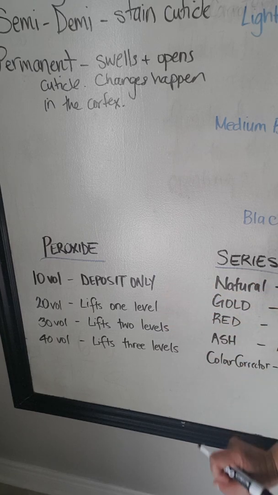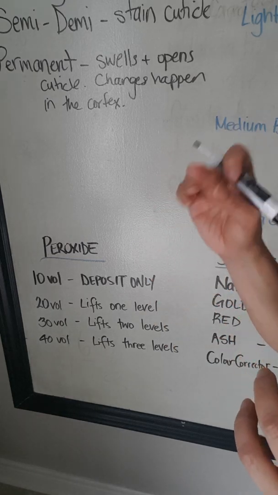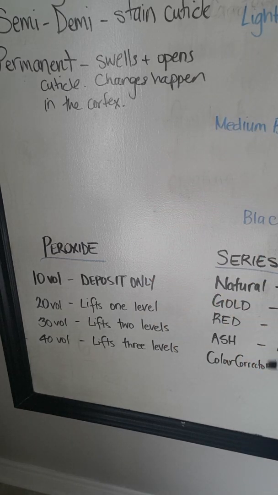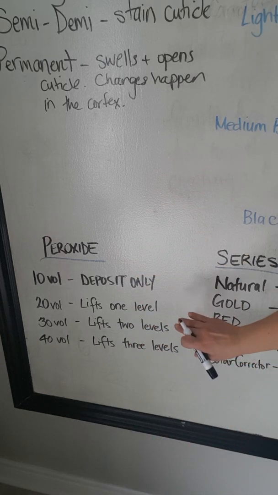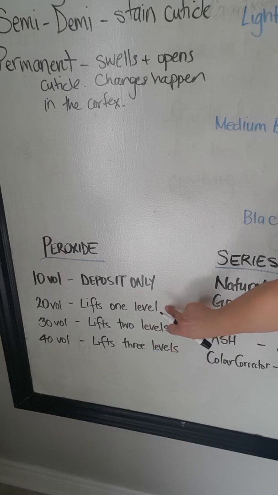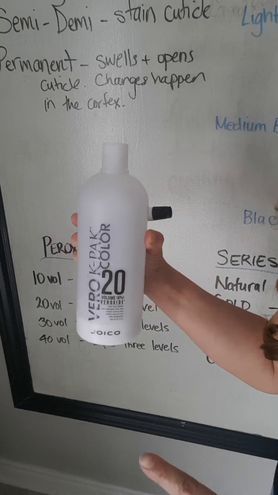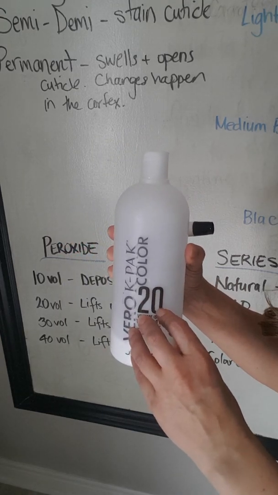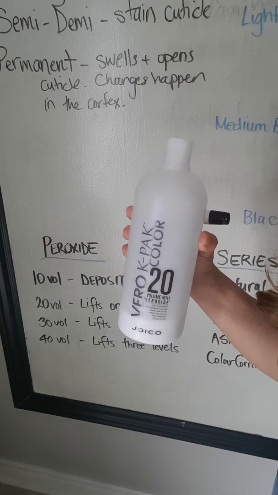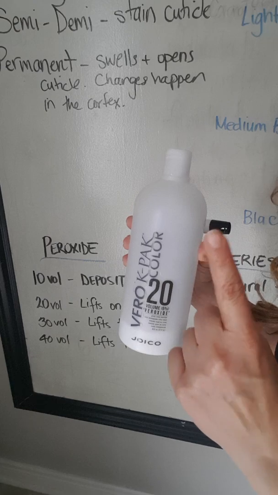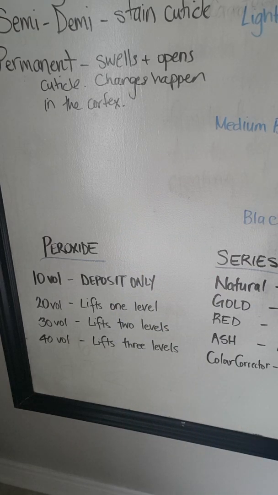Okay. Now, I'm a level 5 and I want to become a level 6. So remember, the higher the number, the lighter you're going. So that would be 1 level of lift. So 1 level lighter, we use the word lift. I would use 20 volume peroxide. So 20 volume will take my 5 and make it a 6. Okay, so if I'm a 7 and I want to be an 8, I'm going to use 20 volume. If I'm an 8 and I want to be a 9, I'm going to use 20 volume because I want one level of lift.